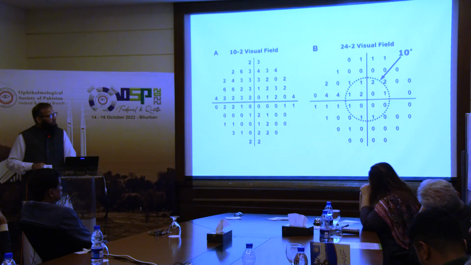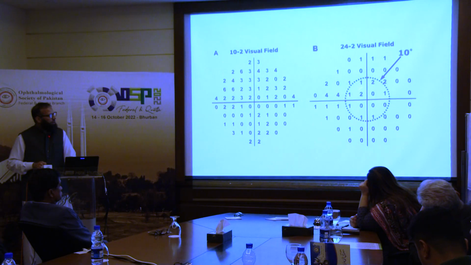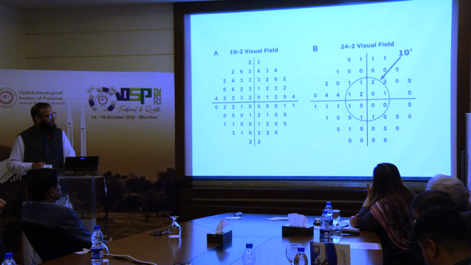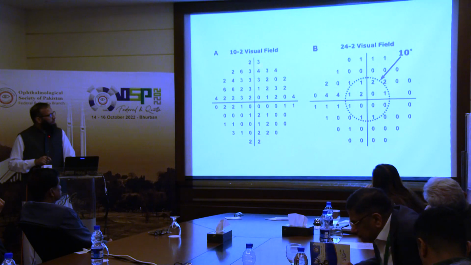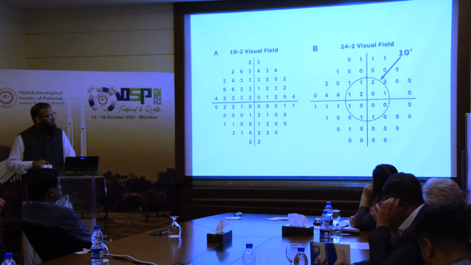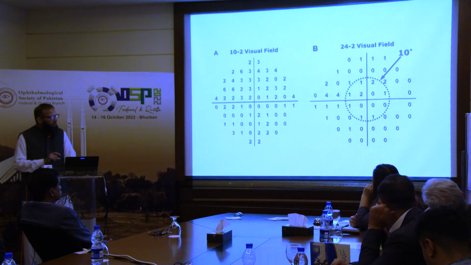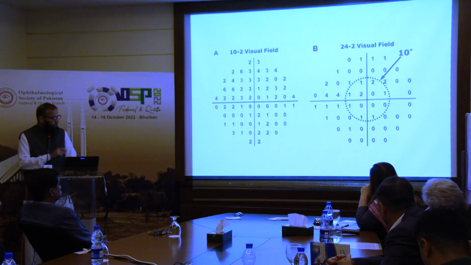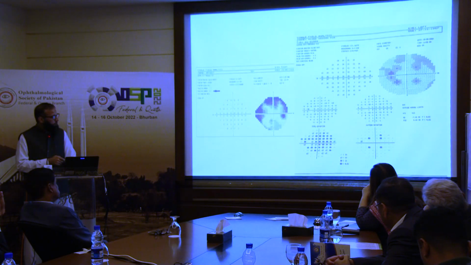Another advantage is that in the 24-2 or 30-2 test, only 12 points are checked in the central 10 degrees, while the 10-2 test will check 68 points in the 10 degrees. So we will be able to monitor this condition more closely in future.